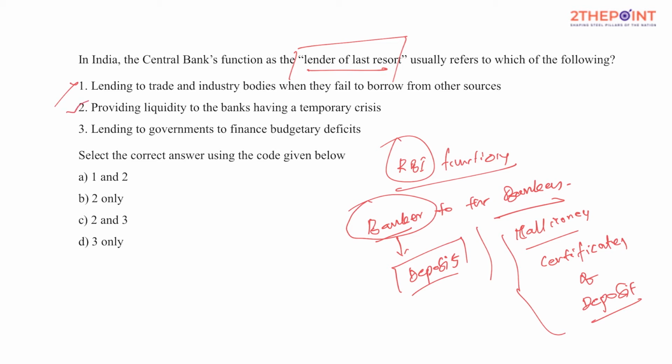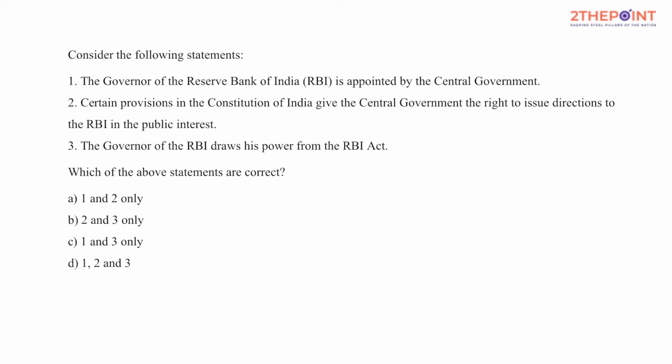Lending money to governments to finance budget deficits. No, even this RBI doesn't guarantee, though RBI acts as a banker to the governments. RBI never guarantees the government that in case you're not able to raise funds from abroad or any other part of the country, then we are going to be the last resort. This is the promise that RBI never makes. So henceforth the most appropriate option happens to be B.